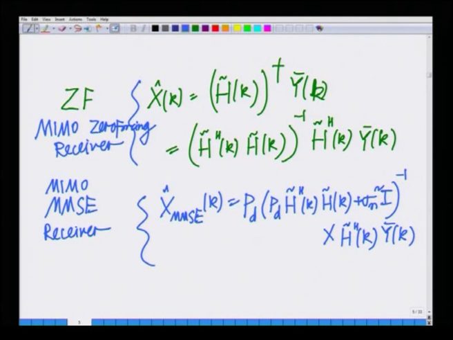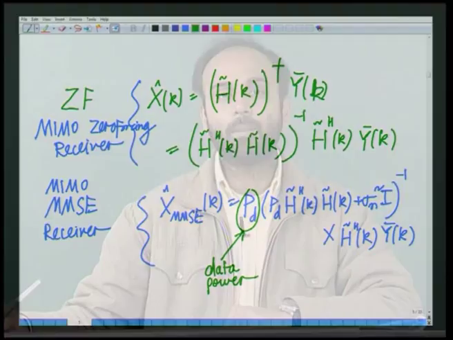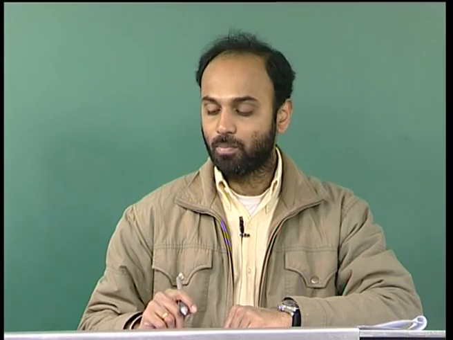MMSE receiver. We are saying that the MIMO MMSE receiver is such that it estimates x hat MMSE of k equals PD, where PD, remember, is the data power. This is nothing but the power of the data on each transmit antenna, PD into PD h tilde Hermitian k h tilde k plus sigma n squared I inverse times h tilde Hermitian k times y bar k. This we said is the MIMO MMSE receiver. All right. So, this is the MIMO MMSE receiver.